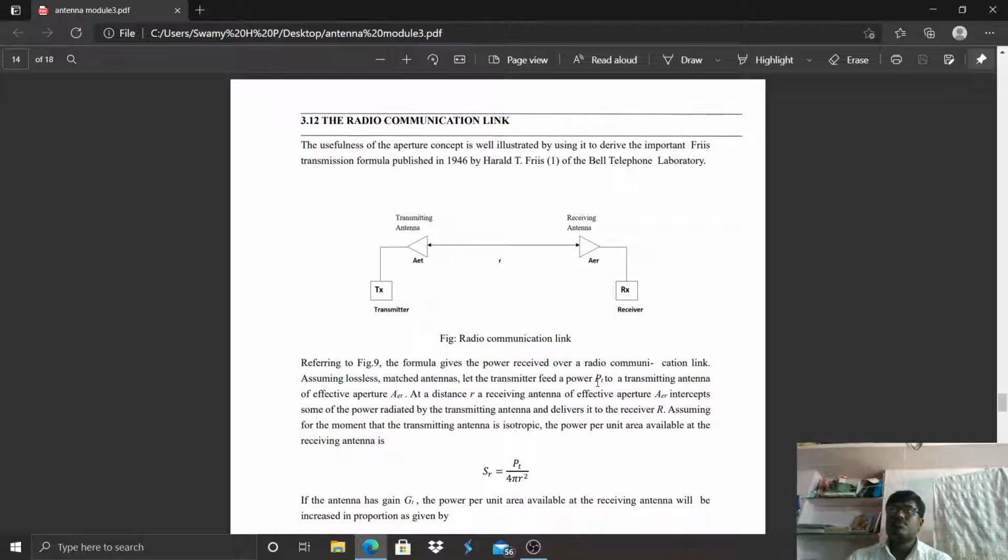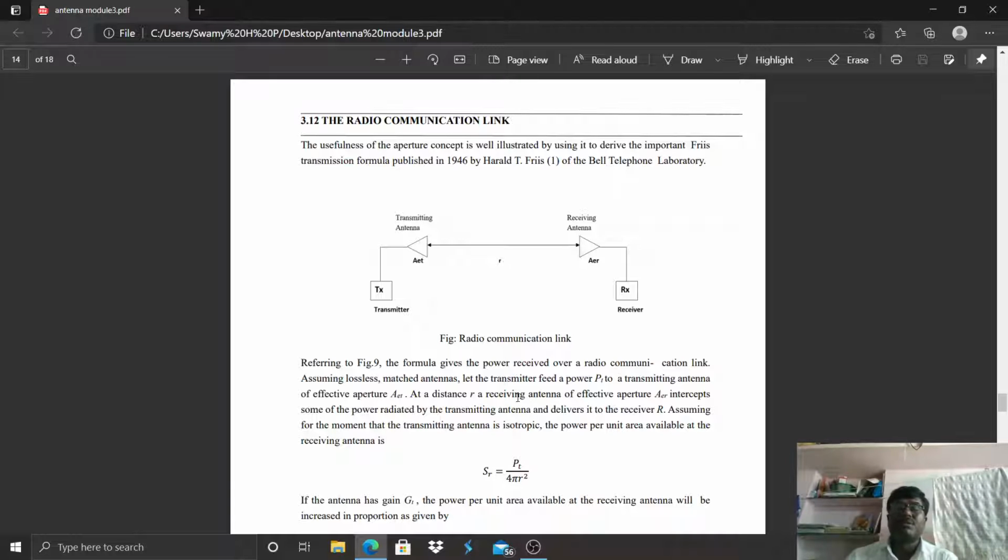Here you have to assume the medium is lossless and the antennas are matched. So to calculate the power received by the receiving antenna, power must be transmitted or radiated into space from the transmitting antenna. A transmitting antenna has to transmit the power. It should be supplied with the input power.